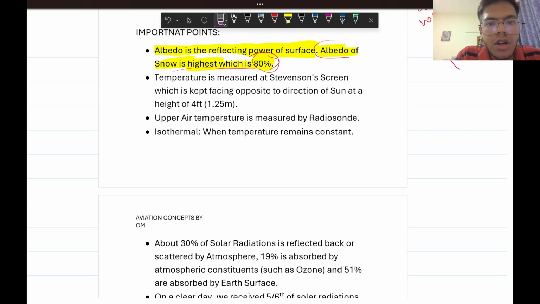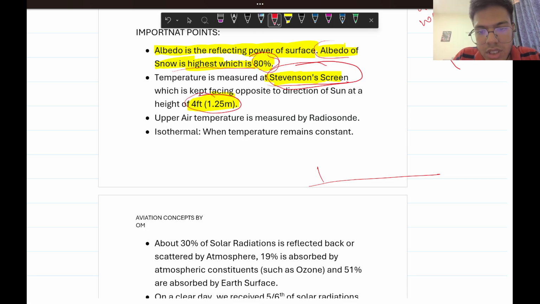Now guys, what is the device to measure temperature? Temperature is measured in the Stevenson's screen. This is the device, and it is placed at a height of 4 feet from the ground. This is also very important. The Stevenson's screen height is 4 feet or 1.25 meters from the ground. This is the surface, and 4 feet above it is the Stevenson's screen which measures the temperature.